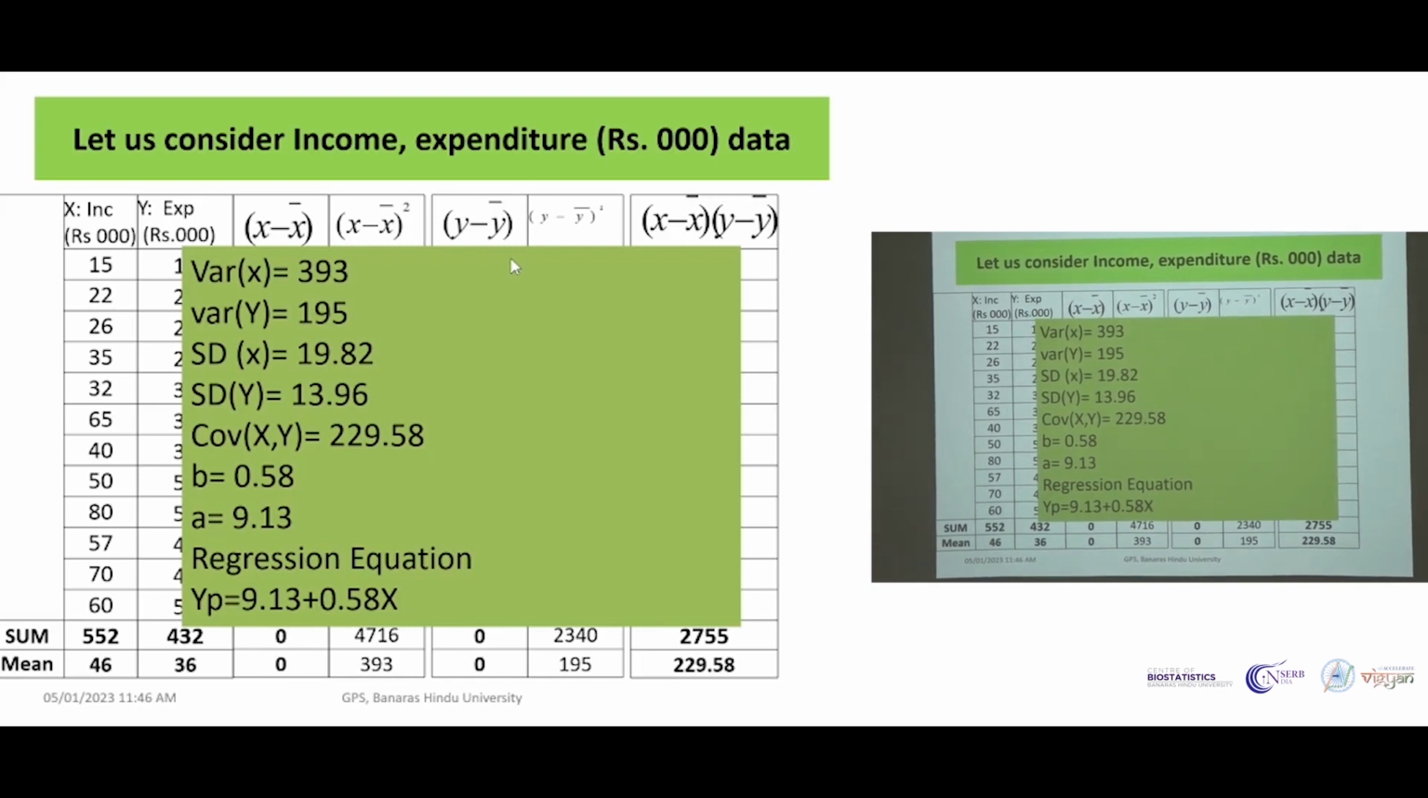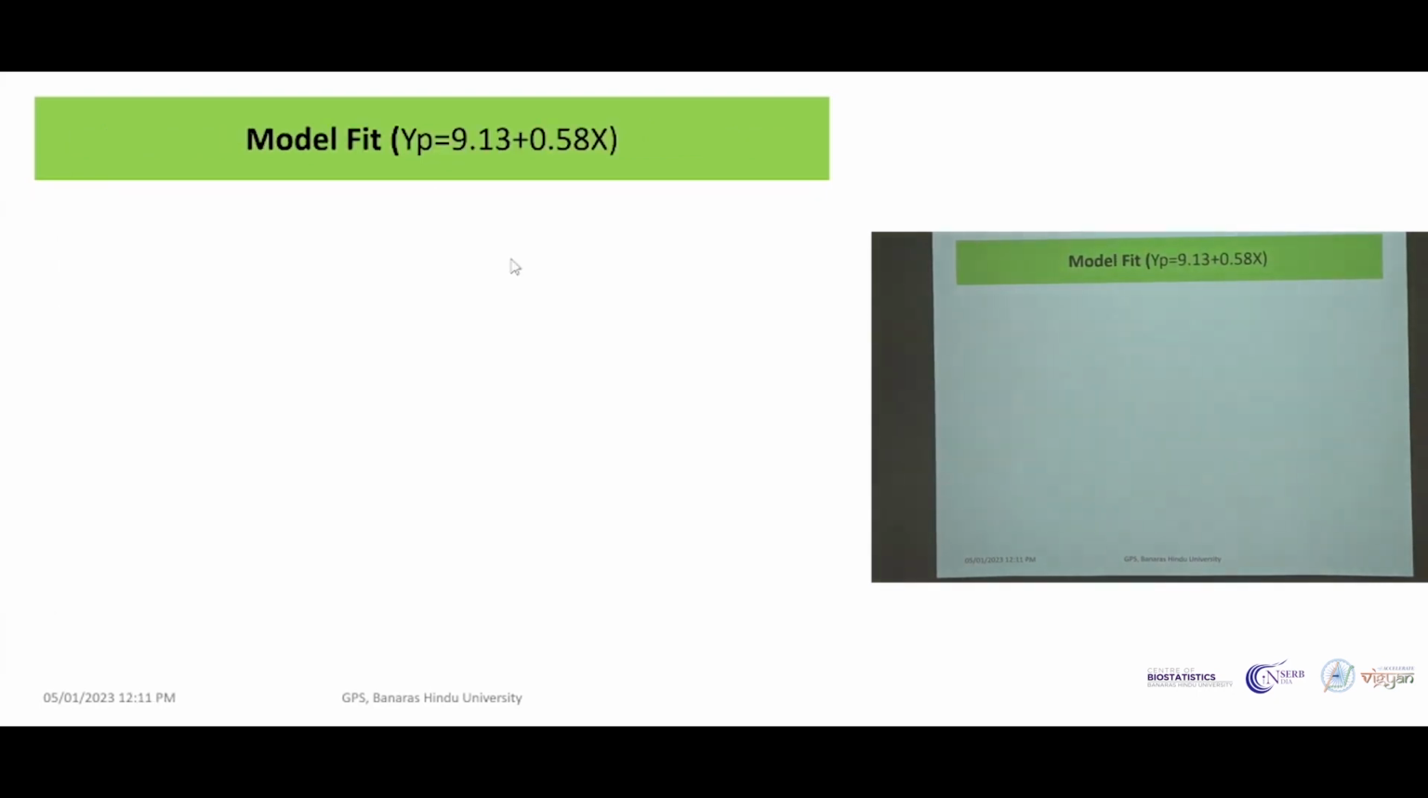Once it is obtained, it is called simple regression equation. Now, this is our proposed model. For which variable? Y. By which variable? X. So it is a model for variable Y. Now we will see how good is my model. How good is my model?